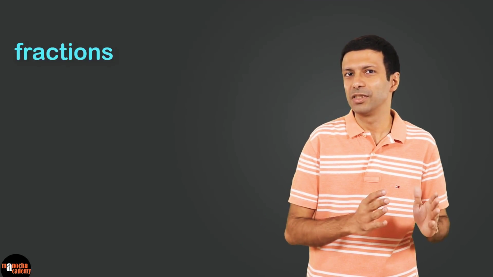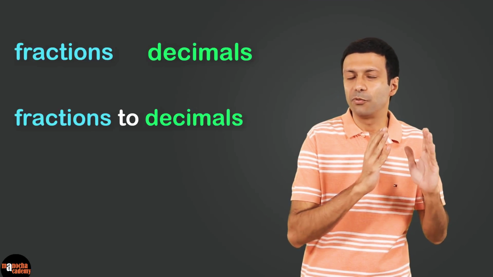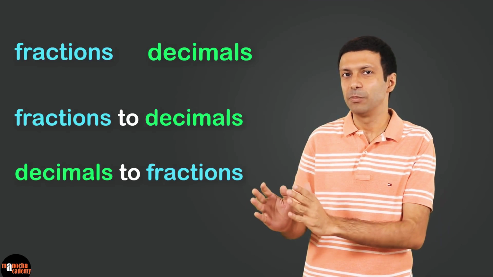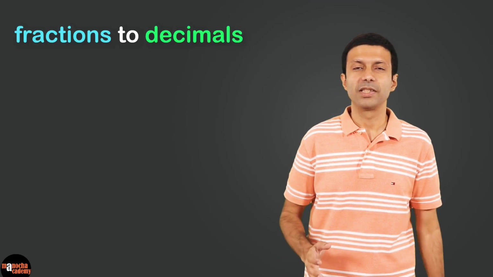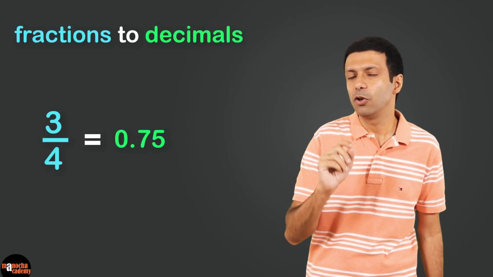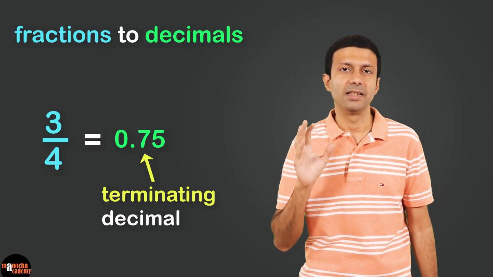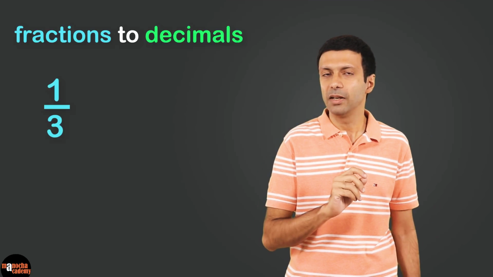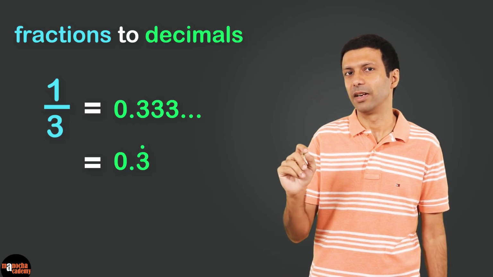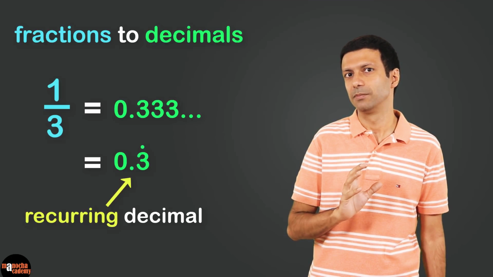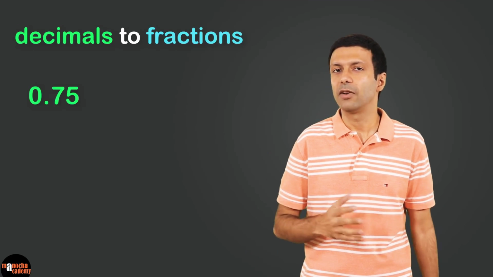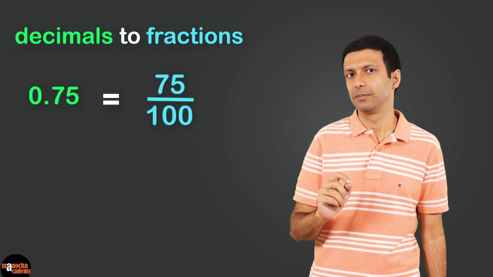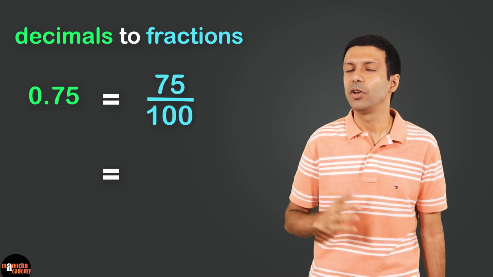Let's talk about fractions and decimals. How to convert fractions to decimals and decimals to fractions. Converting fractions to decimals is easy. You just need to divide. For example, 3 by 4 is 0.75, a terminating decimal number. 1 by 3 is 0.333 recurring, a recurring decimal number. Now if you want to convert 0.75 to a fraction, then we can write it as 75 by 100. Simplifying, we get 3 by 4.